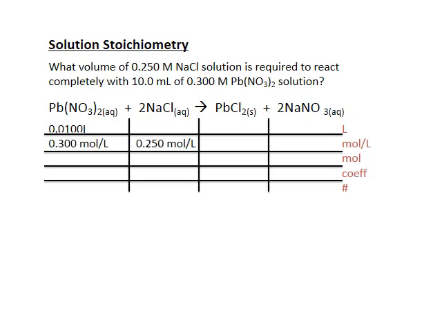So I converted the volume of the lead nitrate solution into liters. Took the 10 divided by 1,000 to get 0.01 liters. So if I multiply down, I'm going to get moles. So I get 0.003 moles. The coefficient there is just 1, and I filled in all the rest of the coefficients here as well.